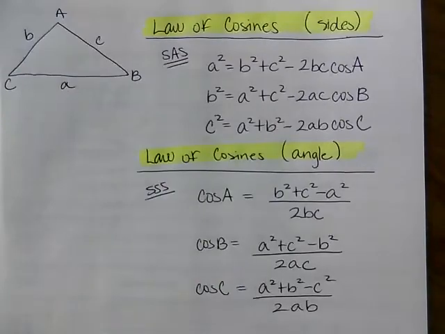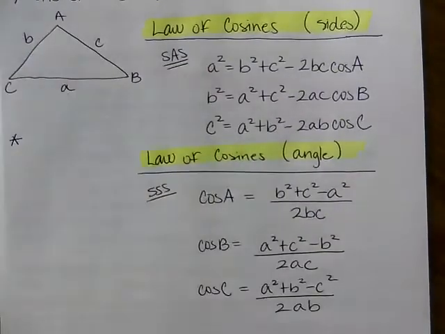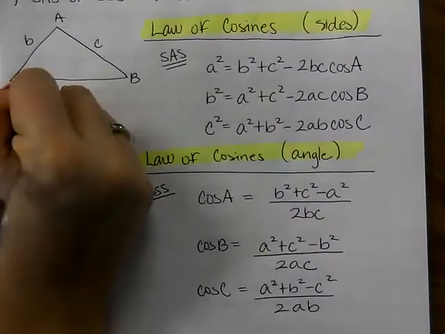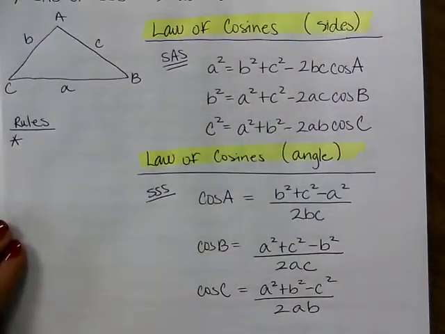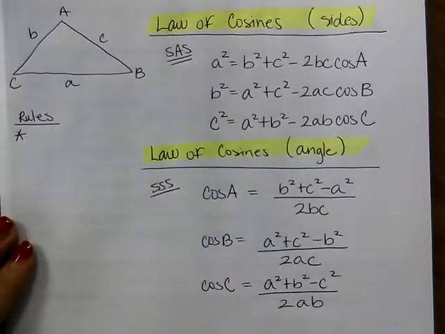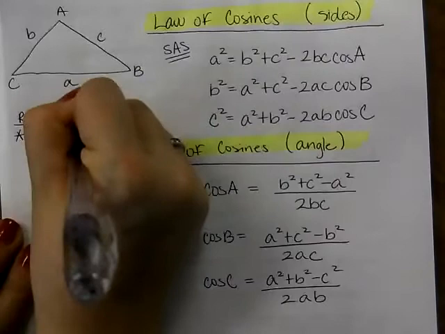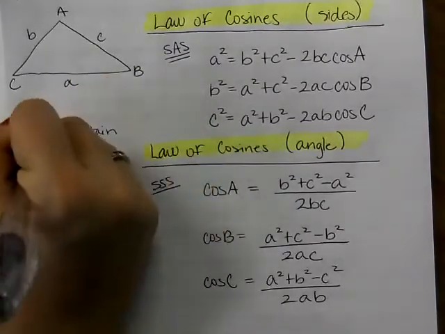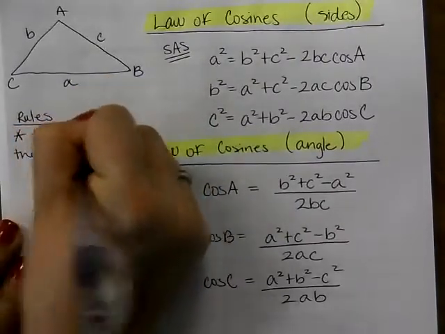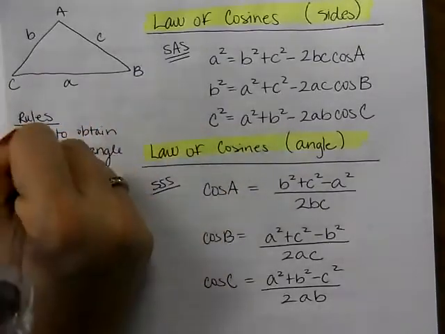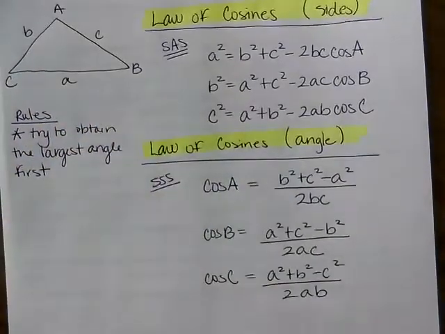There are 2 rules really to follow. These are kind of like a side note. When you're solving, you always want to find the largest angle first, so try to obtain the largest angle first. The reason is that it knocks out the possibility of getting the ambiguous case. So we don't worry about the ambiguous case if we follow these rules for law of cosines.